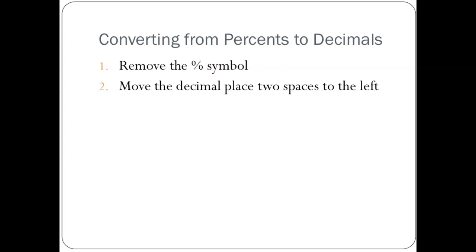Now take a look at example 1. We're trying to change these percentages into decimals. So 70%, we first get rid of the percent symbol, and then the decimal place is implied to be after the 0, and now we're going to move it 2 spaces to the left. So now the decimal place will be right before the 7. So this is going to be 0.7, or normally we would write a 0 before the point, so this would be 0.7.